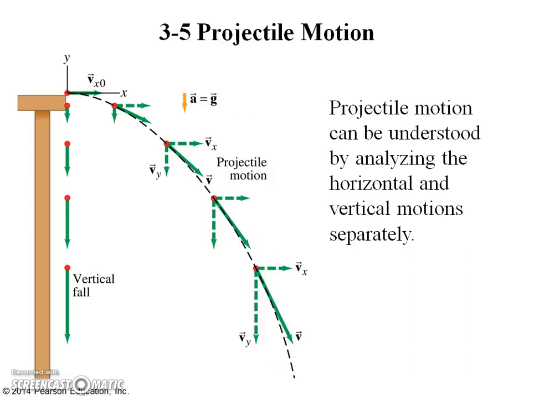Here's a closer look at an example of what I mean by an object moving in the x direction and y direction at the same time. In this example, the ball is rolling off the table and another ball is dropped from the edge of the table at the same time.